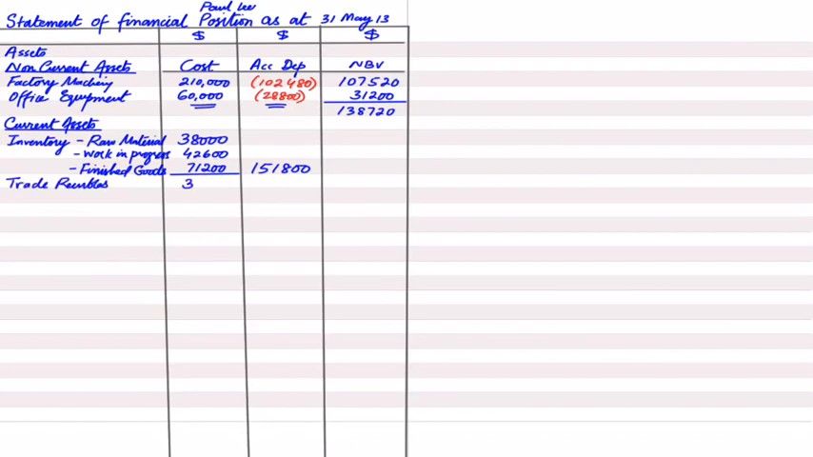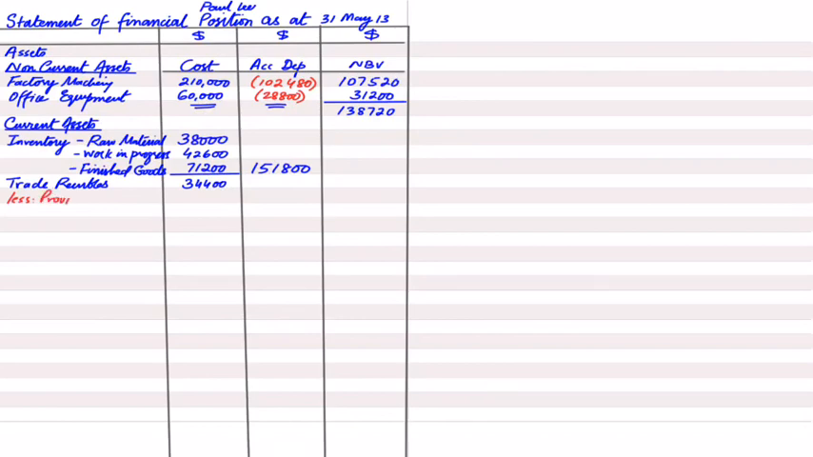Then after inventory comes trade receivables. The trade receivables figure mentioned in the question is 34,400. Bad debt has already been deducted, so I am not deducting bad debt again. How are we aware that bad debt has already been deducted? See, my dear students, if the bad debt is mentioned in the list of balances, this means the bad debt entry has already been passed: bad debt account debited, and trade receivables account credited.